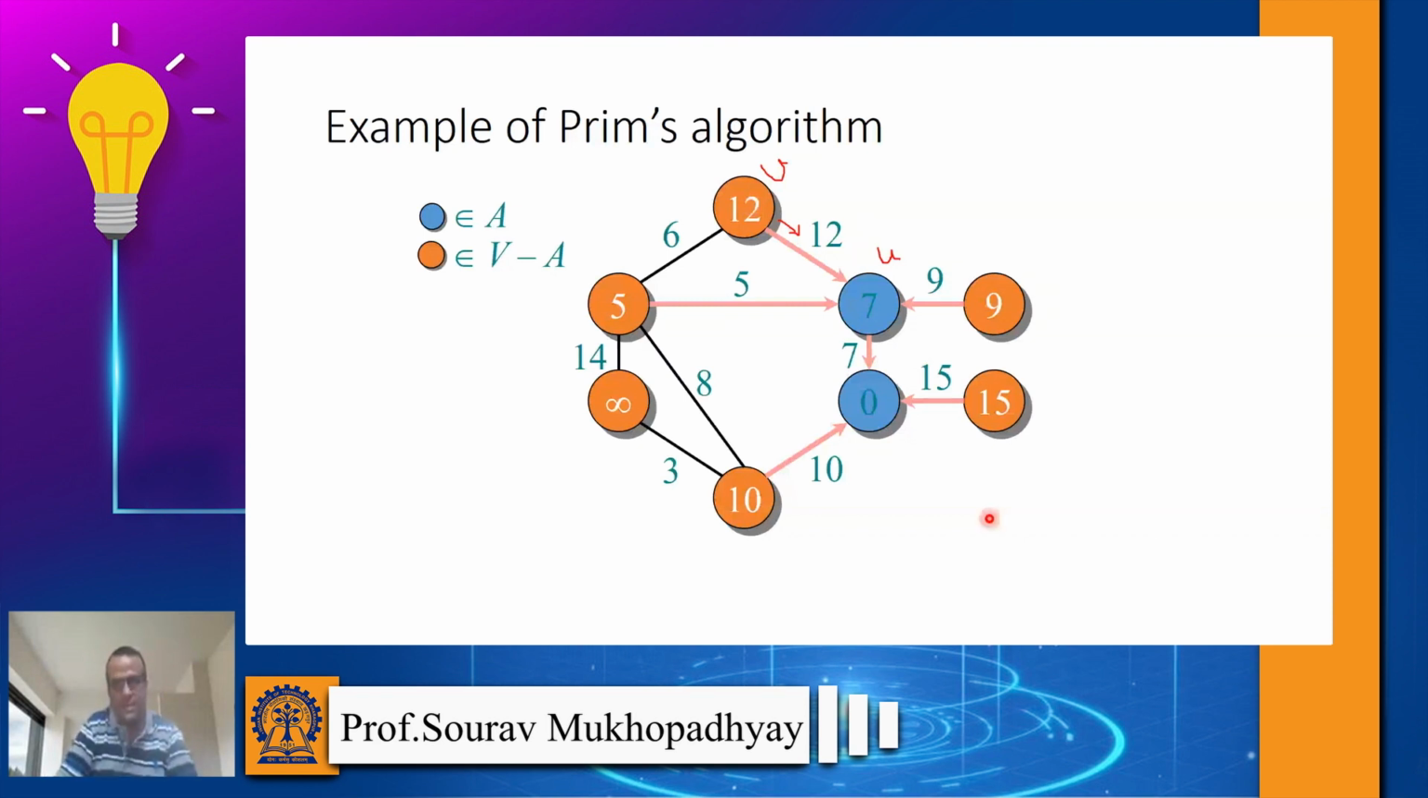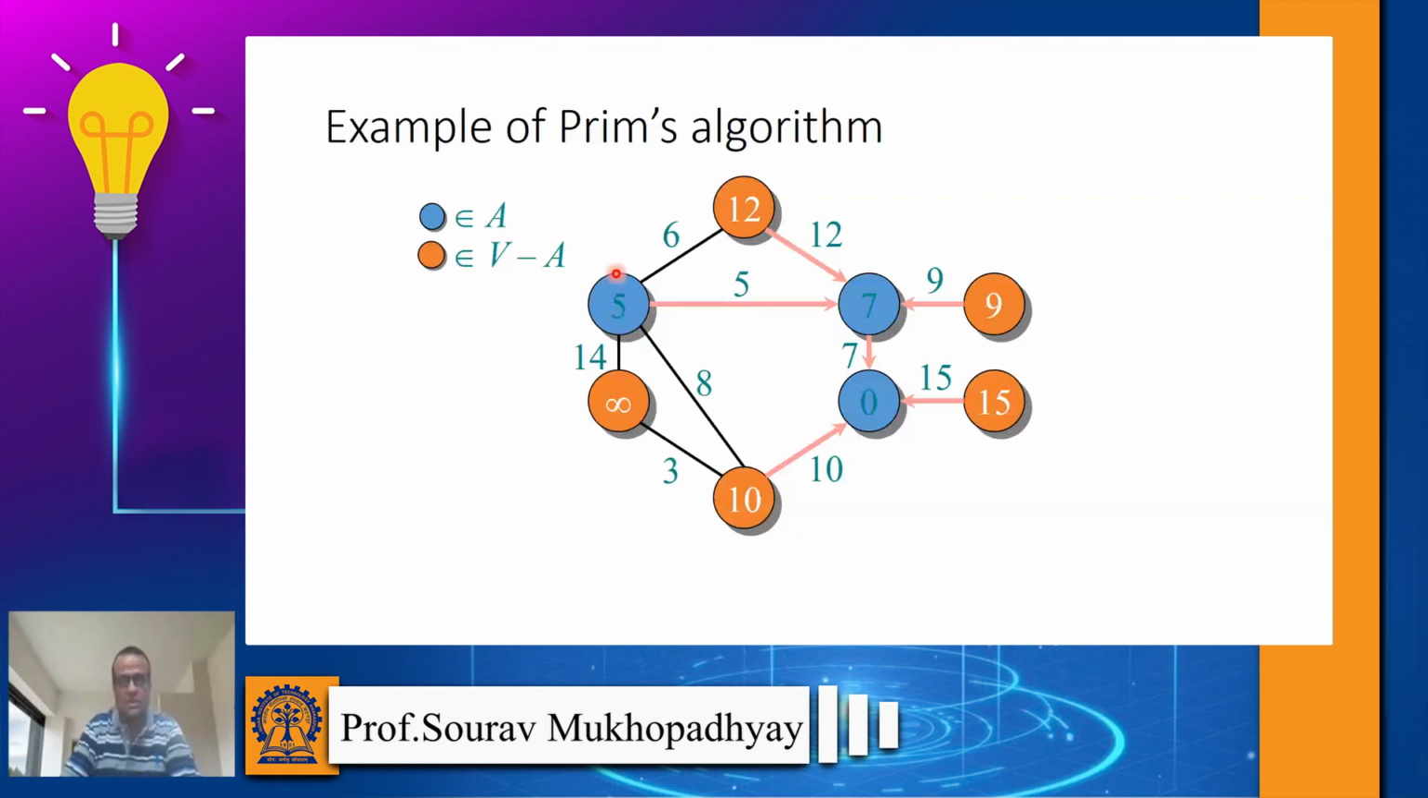So who is the minimum now? Minimum is 5. So this is our new U. We capture this vertex in A. Extracting it from Q means we are adding it to A. We are unioning it in A. So that is the thing. Now this is our new U.